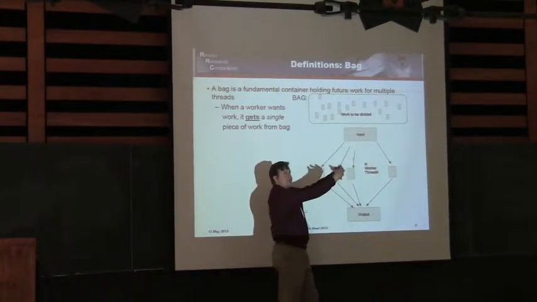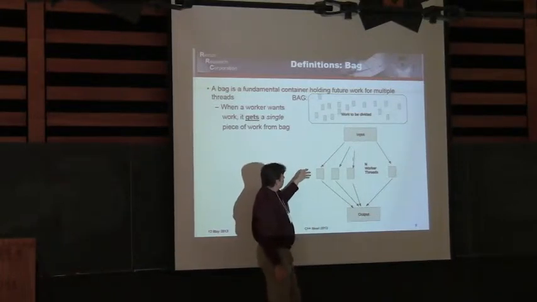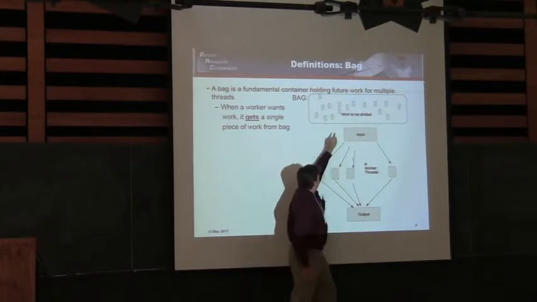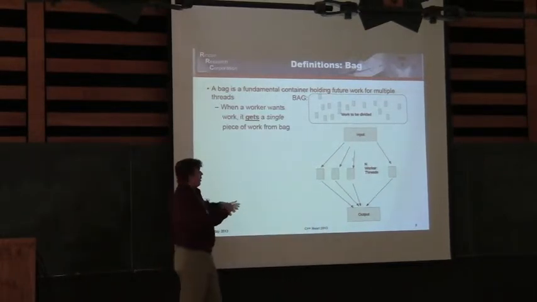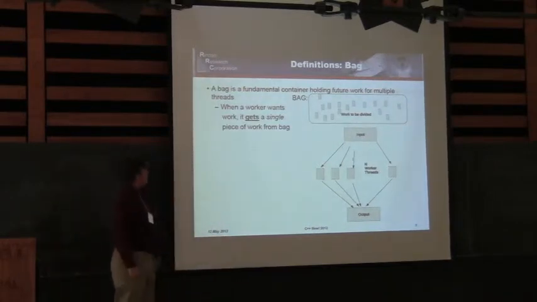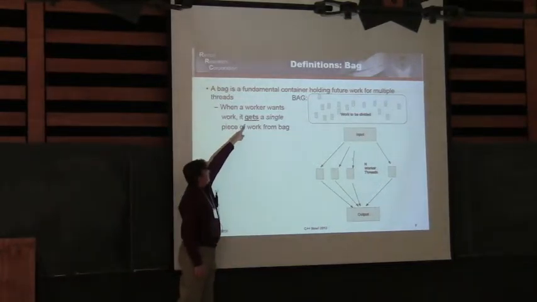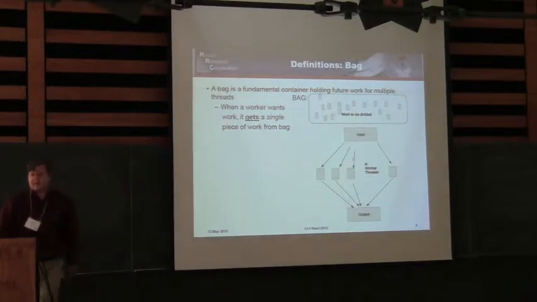So you put all the lines into one bag, and then as your workers work on it, each of your threads is going to say, I'm going to get one line to compute, I'm going to get a different line to compute, and a different line after that. That's what the bag is for, so that all these workers can just pull calf lines out of the bag to work on. And the fundamental operation the bag supports is the get operation, to get one piece of work out of the bag.